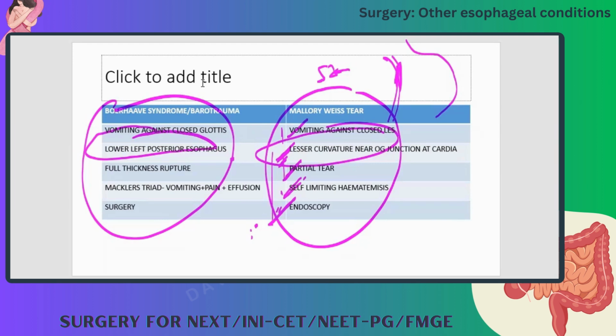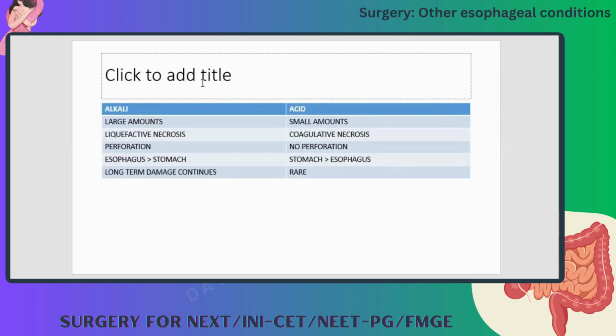Now we'll move on to poisonings, alkali or acid poisonings. Corrosives. With alkali, large amounts are ingested, whereas with acid only a small amount is ingested. The reason is obvious. Why?